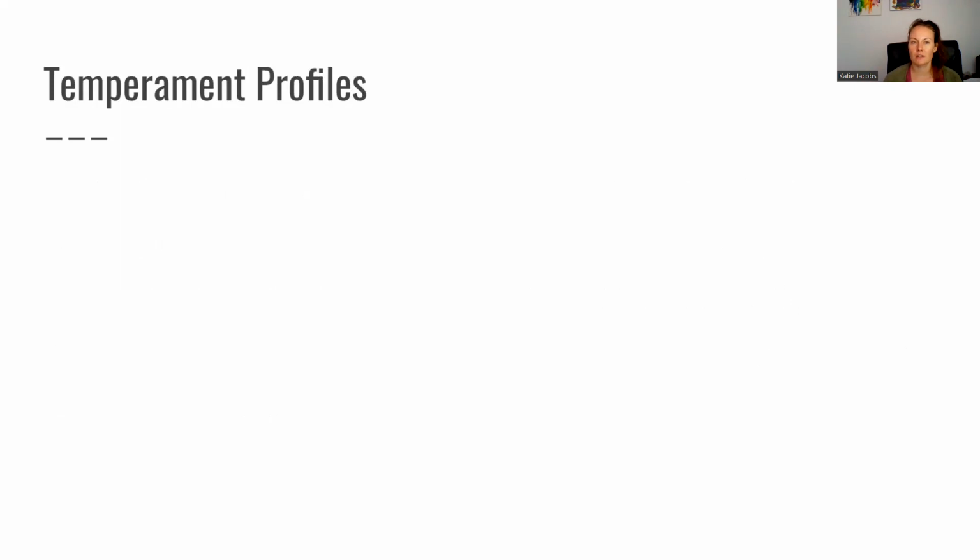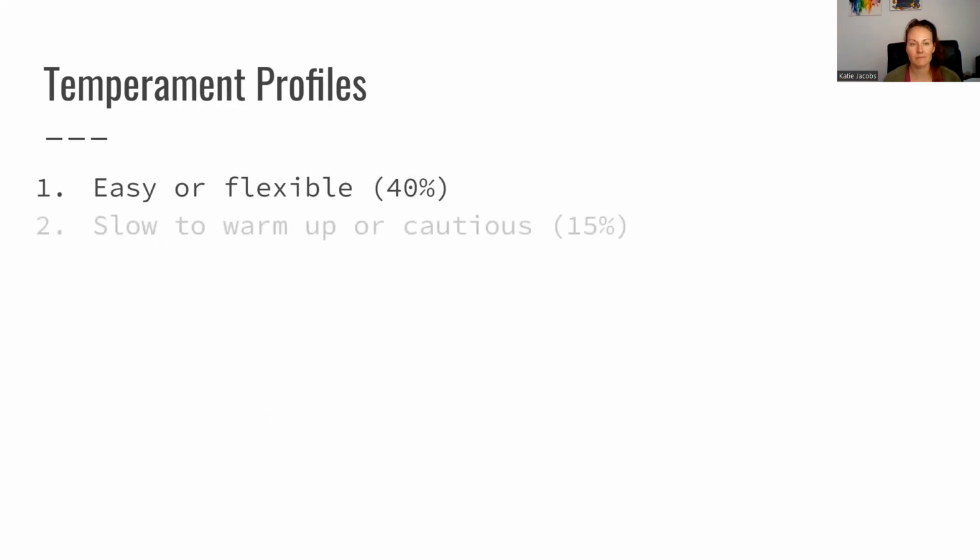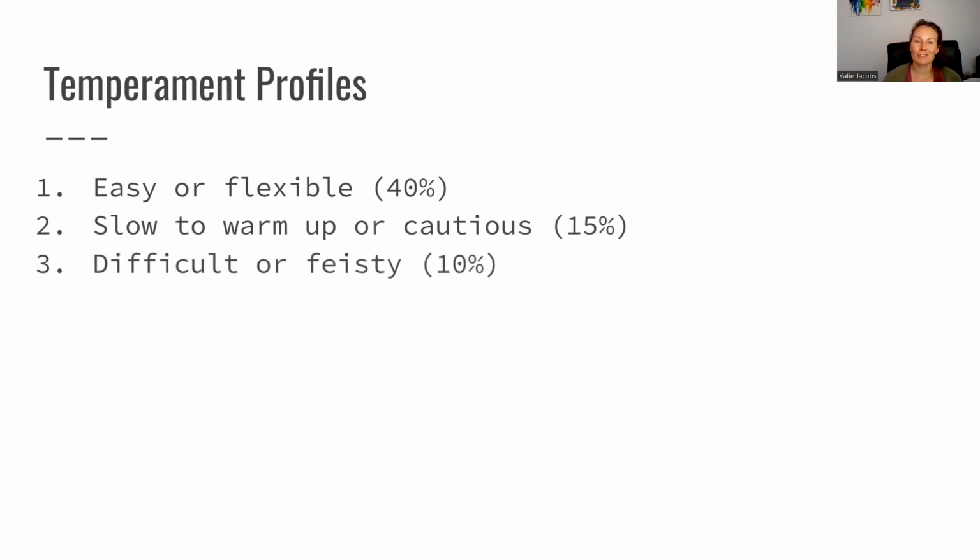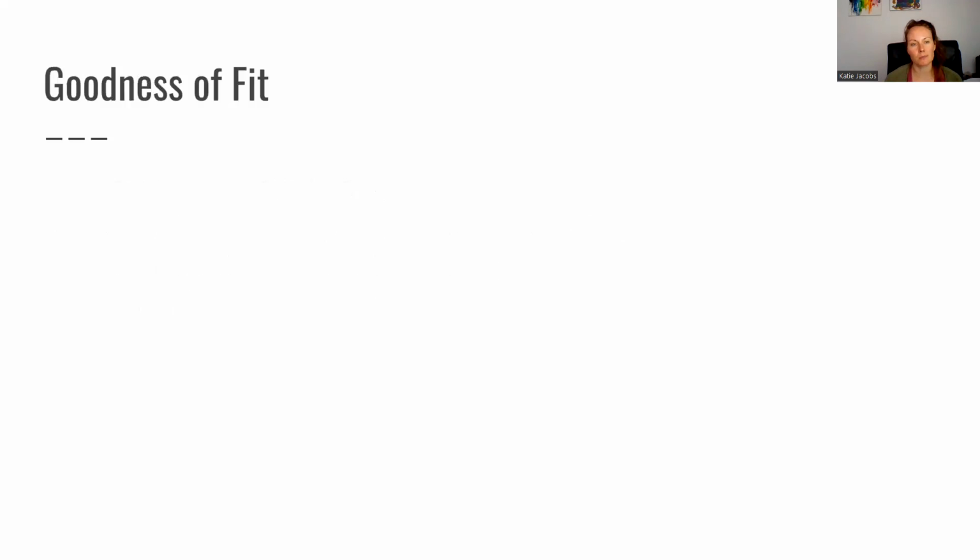And so we have these different temperament profiles. For example, 40% of people are classified into easy or flexible temperaments. 15% are classified into slow to warm up or cautious temperaments. About 10% are considered difficult or feisty. And then about 35% of people can't be fit into one of those three different areas. So they might exhibit some things in certain situations, and they just don't easily fit into these profiles.